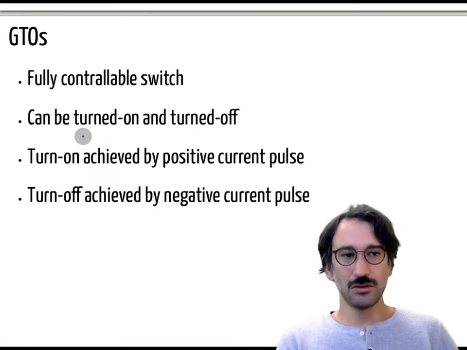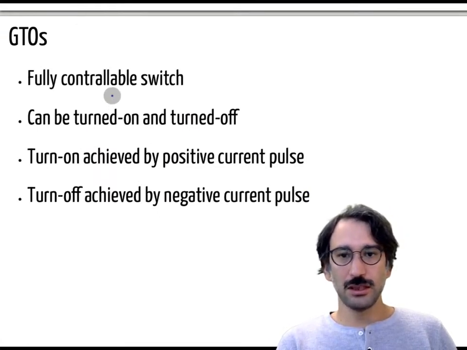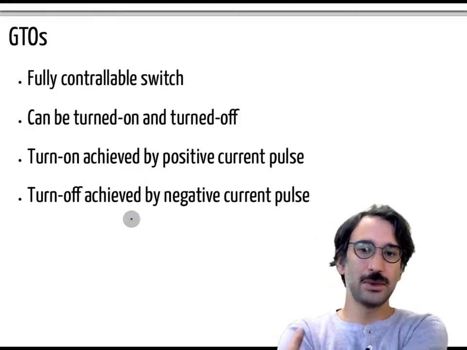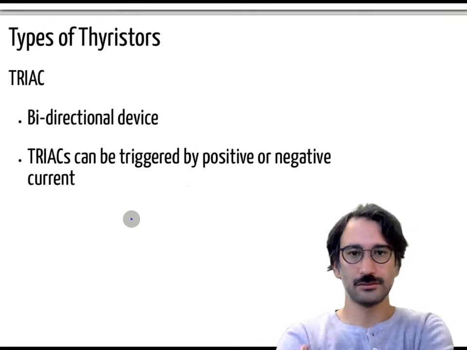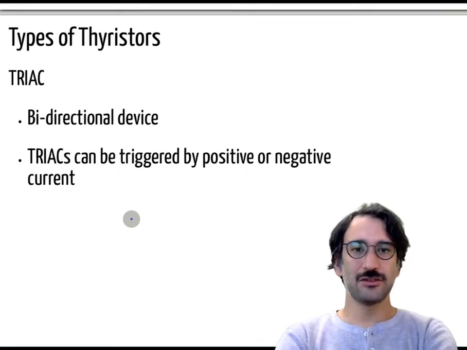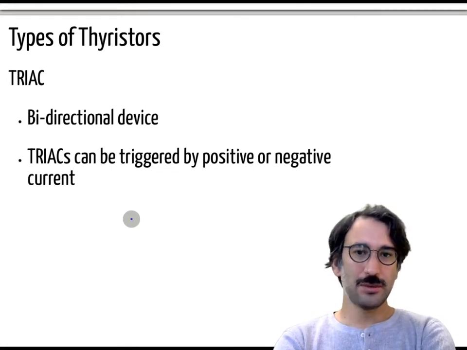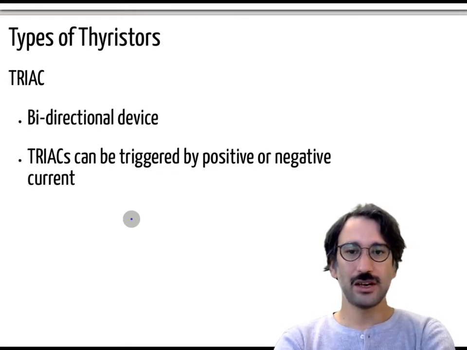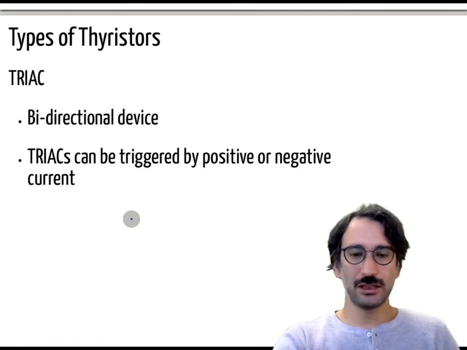Okay, so GTOs are fully controllable, can be turned on and turned off, with turn on achieved by a positive current pulse and turn off achieved by a negative current pulse. So there's another thyristor type, the triac. It's a bidirectional device, and triacs can be triggered by positive or negative current.